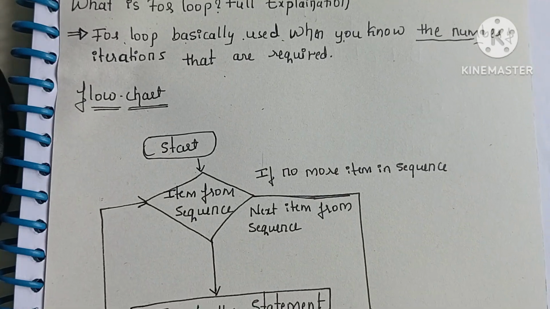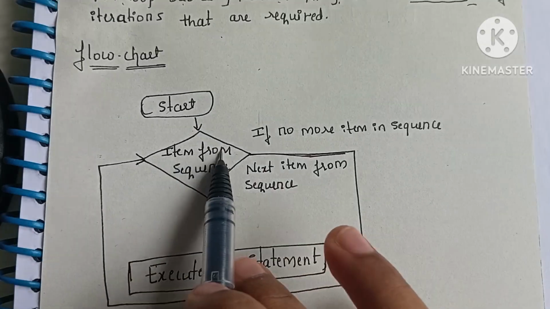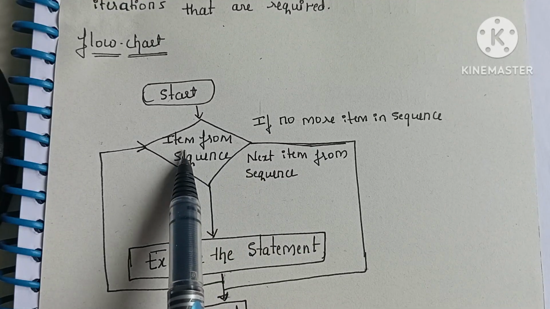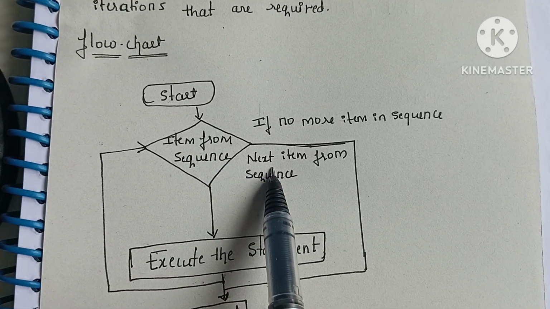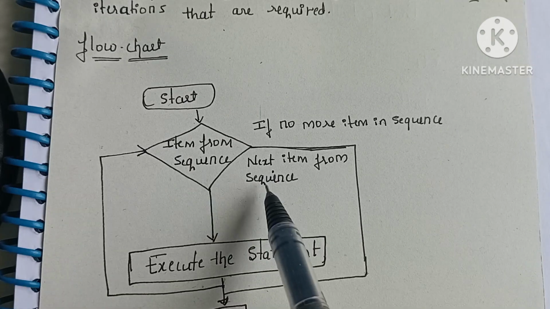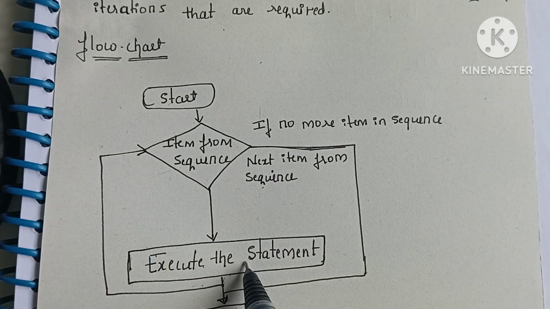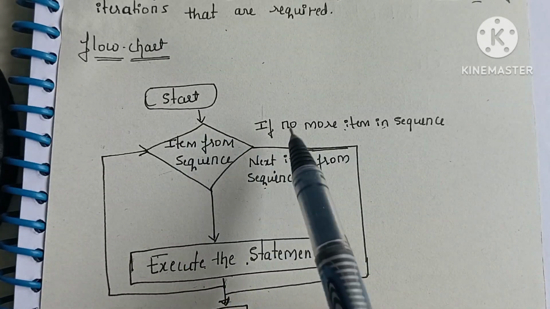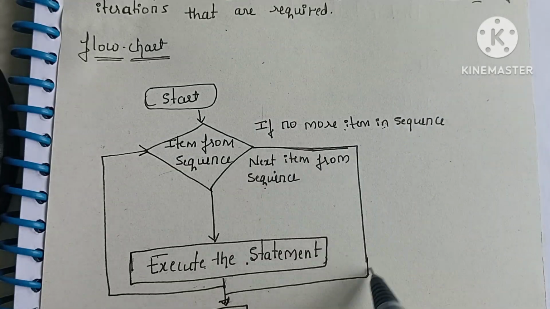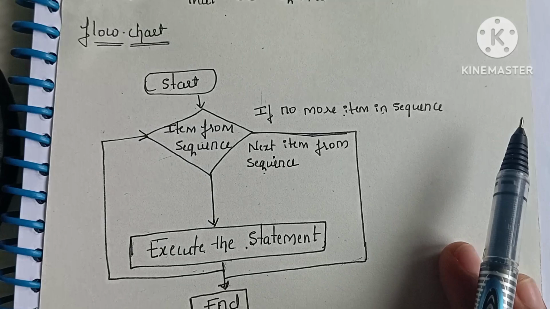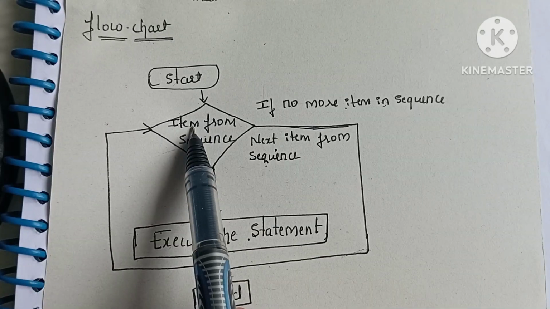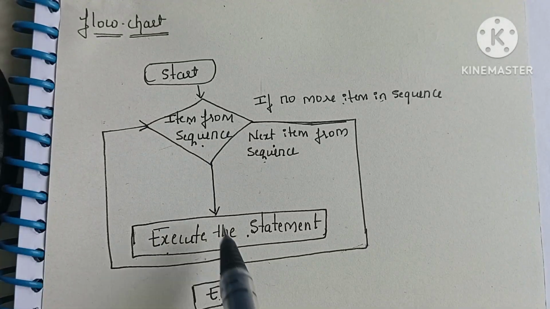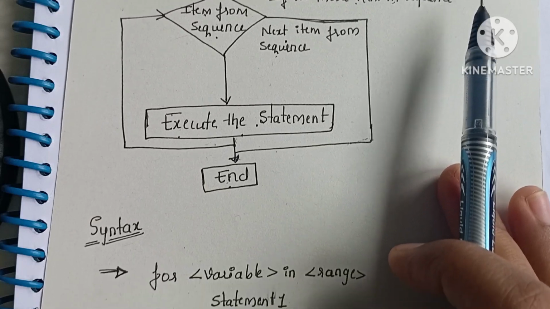Now I am going to explain the flowchart. Start, item from sequence, execute the statement, end. If there is an item from the sequence, then it executes the statement. If there are no more items in the sequence, then it will go to the exit point and come out of the loop. If any item is there in the sequence, then it will execute the statement. This is the flowchart.